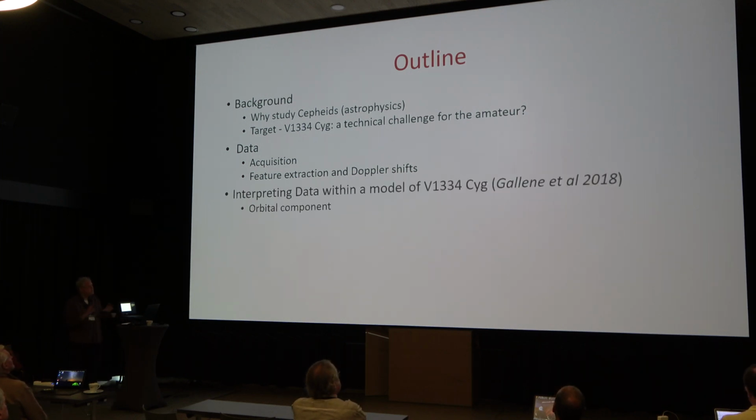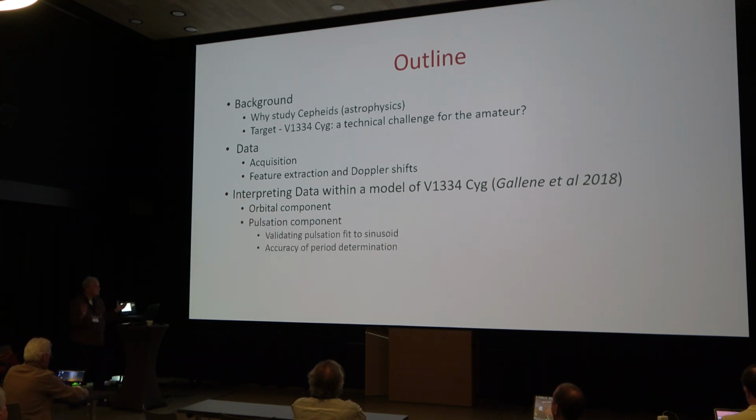But then we come to the meat, if you like, of the talk, where I'm going to draw on a recent paper by Gallene et al. This was published a year before I got the first set of data for this study. And they have done a nice model of this system where they show how you can dissect the radial velocities into an orbital component and a pulsation component.